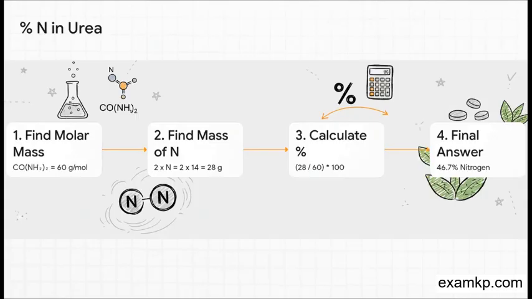Finally, just divide the mass of nitrogen by the total molar mass and multiply by 100. And there you have it, 46.7%.